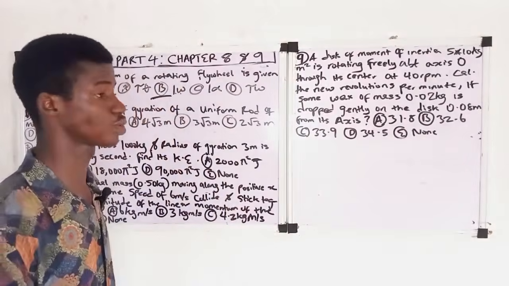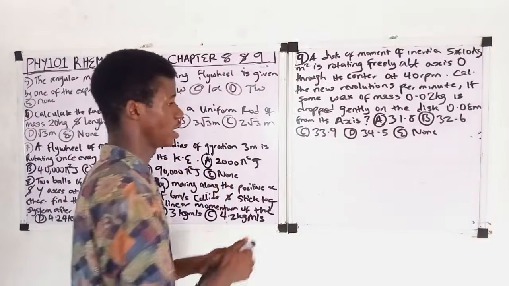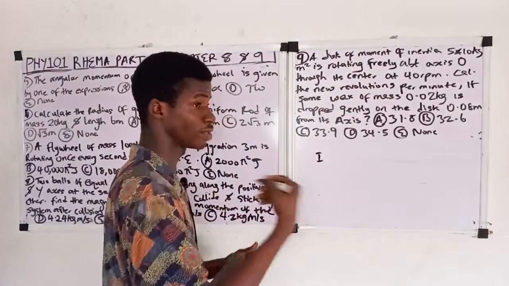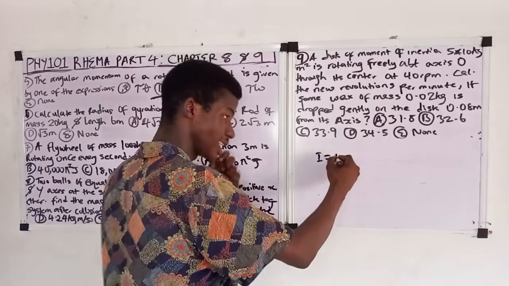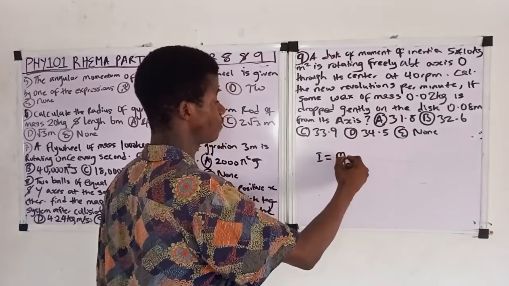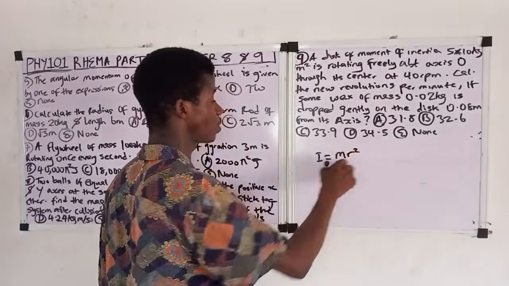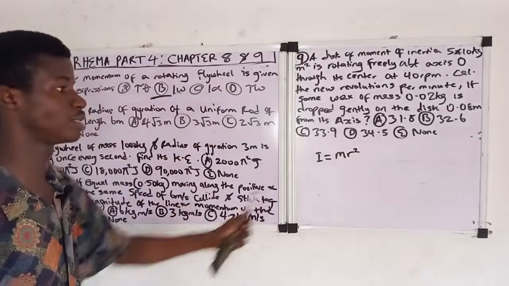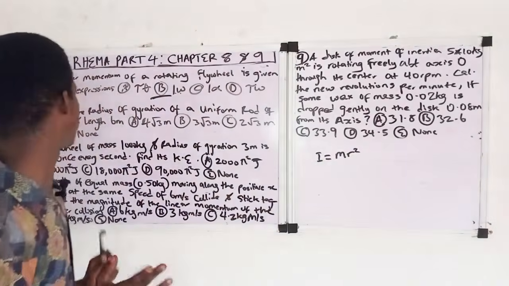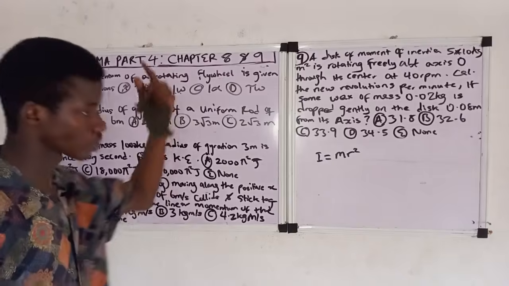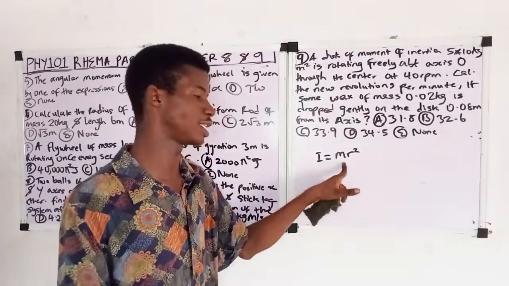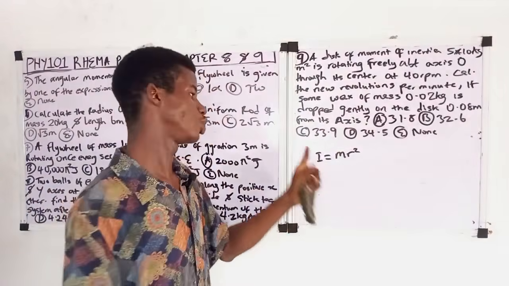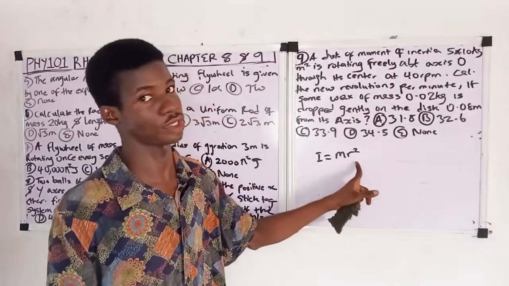This is under rotational motion. We all know that moment of inertia is represented by I. The formula for moment of inertia is generally equal to the mass of the body times the square of the radius, right? So moment of inertia is equal to mass times the square of the radius.